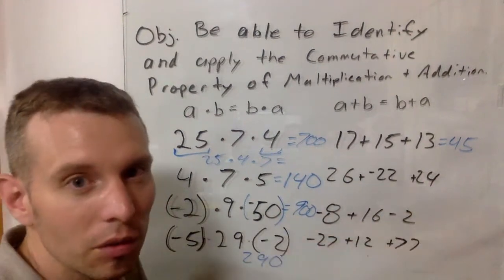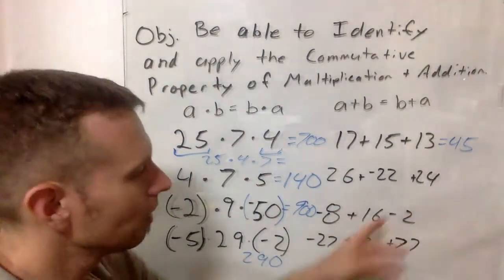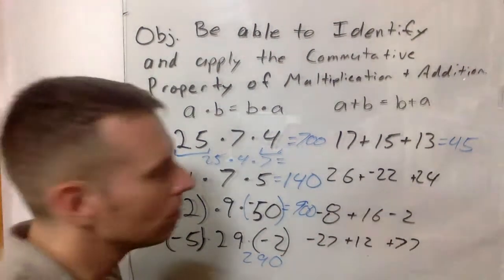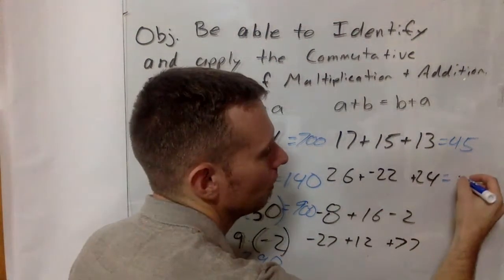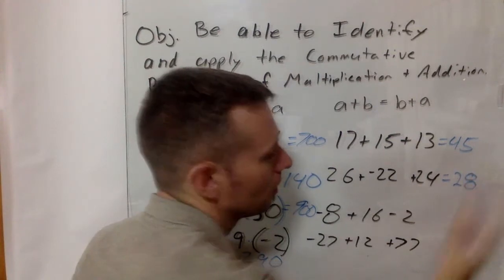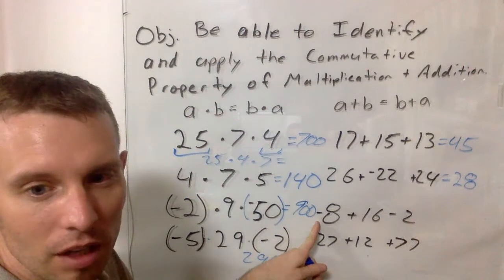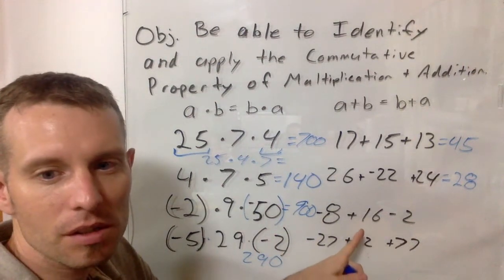26 plus 24, that's 50, and 50 plus negative 22 gives us 28.